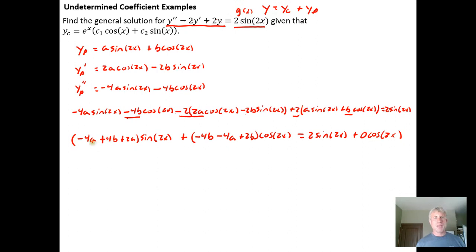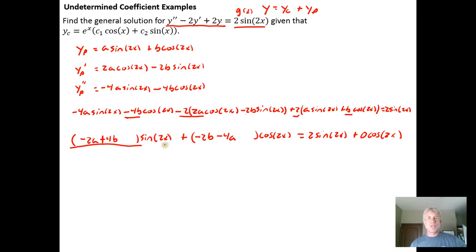And then we can simplify these a little bit. I have minus 4a plus 2a, which is going to be minus 2a. So I could replace that with minus 2a. And then here, minus 4b plus 2b is going to be minus 2 times b. Just simplifying those. And then, just like we did in the previous video, now we can equate coefficients.